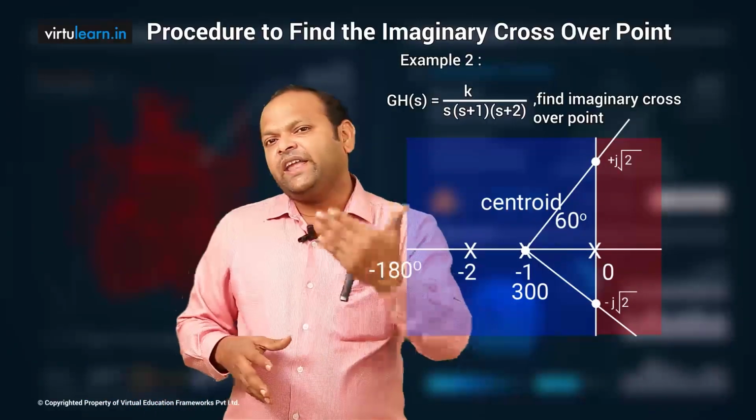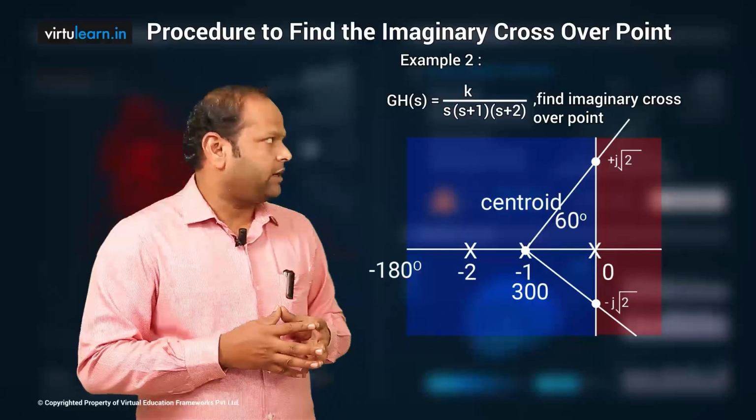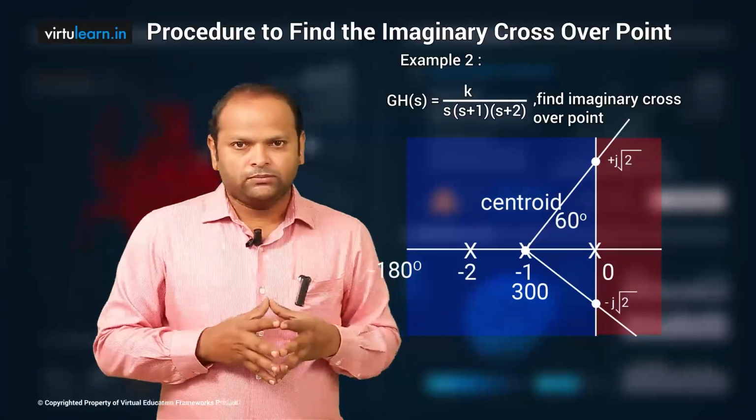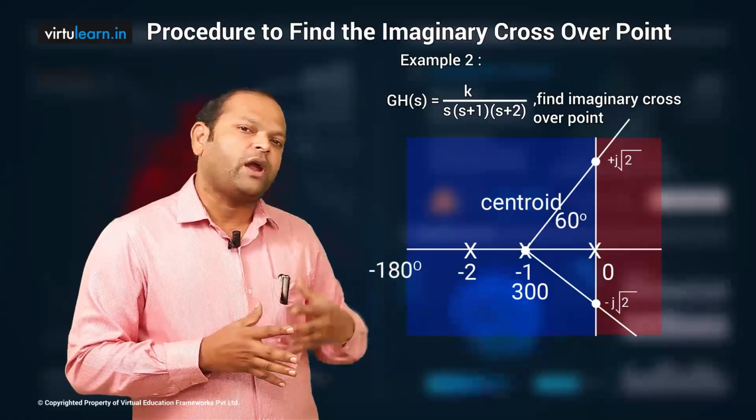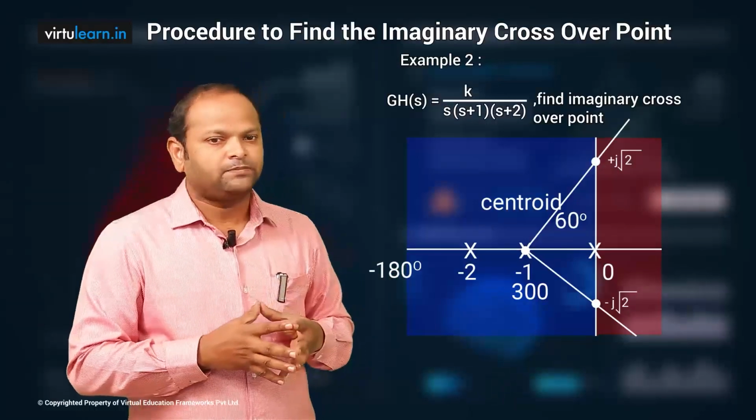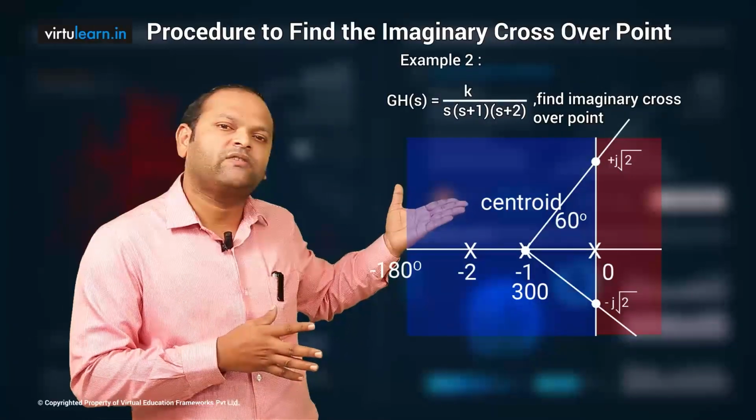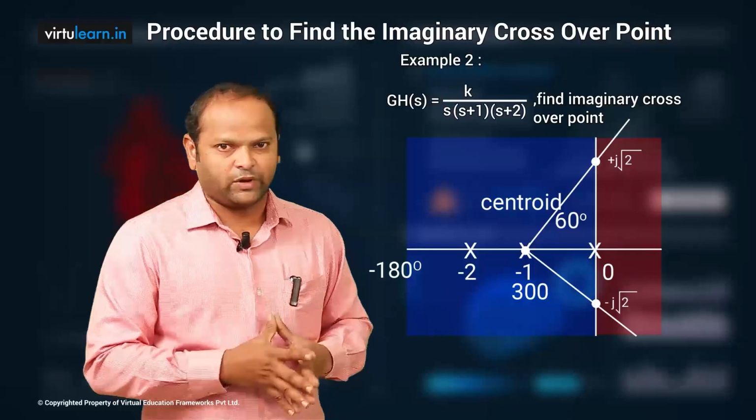Now, what is the indication of an imaginary crossover point? In any problem, if an imaginary crossover point exists, it means the closed loop system will be conditionally stable.